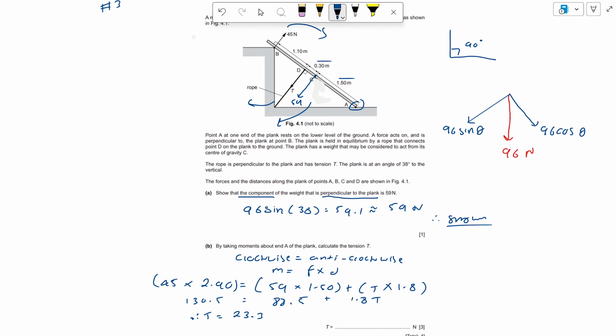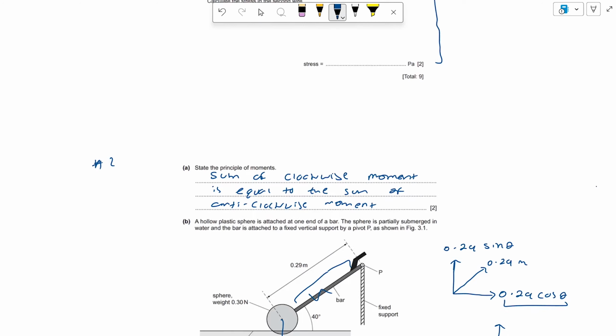Therefore, tension is going to be 23.3. And now, rounding it off, we are going to get just 23 because all the forces are recorded in just two significant figures. Okay, so that's about it.